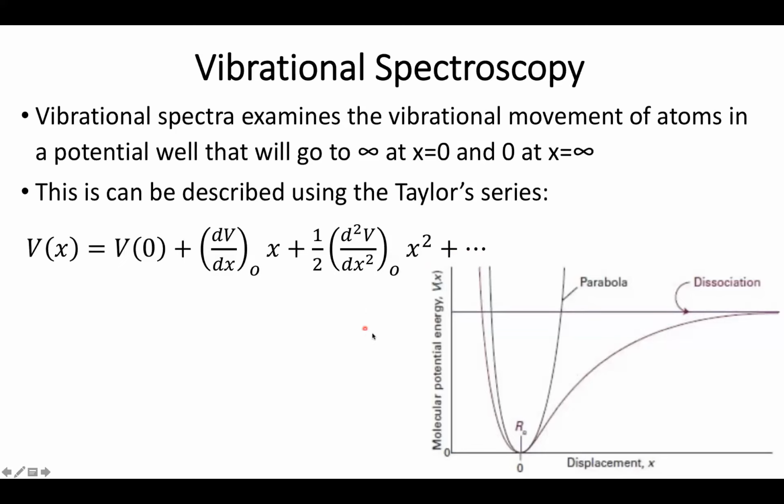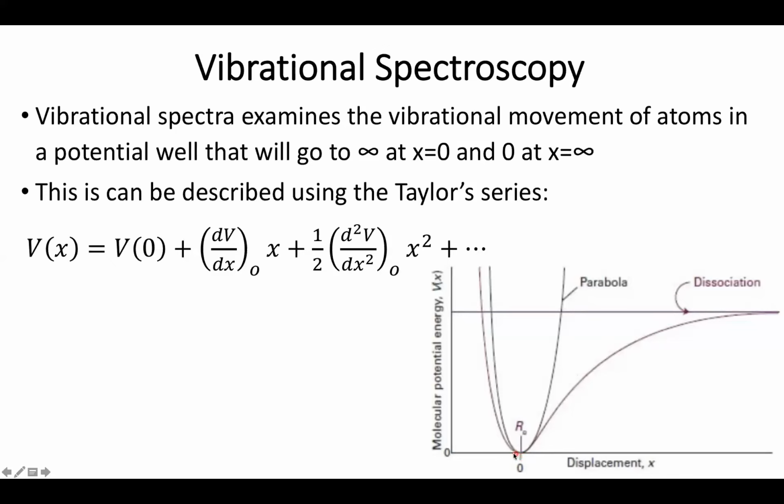Now, by convention, we often don't care what the actual energy is. We care much more about energy differences. So we're going to set our 0 displacement energy to 0. In truth, we'll come back later and we'll correct this with the electronic energy term. But in terms of just vibrational energy, this term is 0.